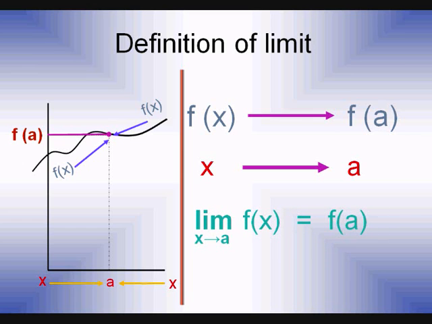And you would have noticed that there are two parts of the limit. One is from the left hand side and the other is from the right hand side. This part is known as the right hand limit and this is known as the left hand limit. The right hand limit is written as limit x tending to a plus of f of x, while the left hand limit is written as limit x tending to a minus of f of x.